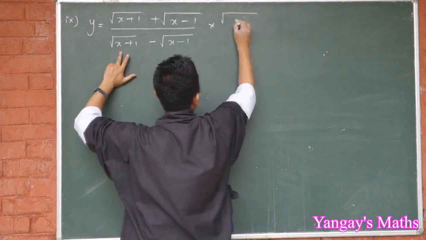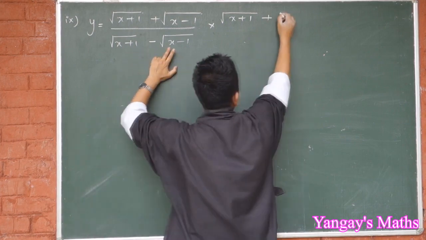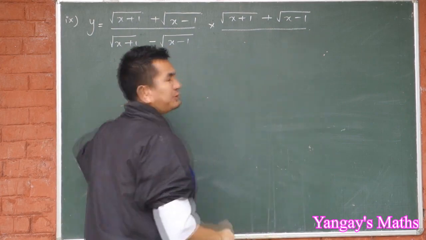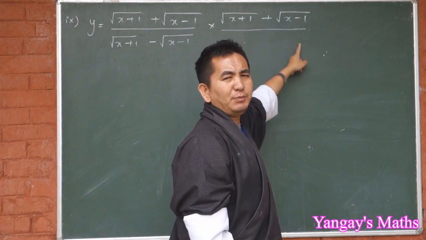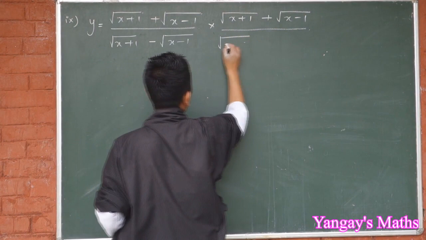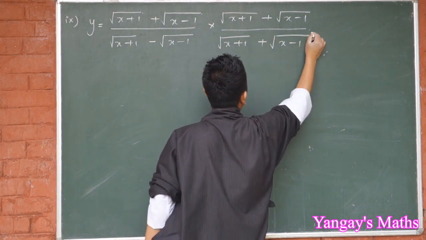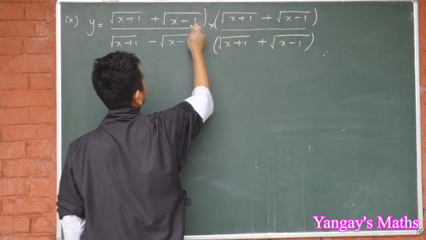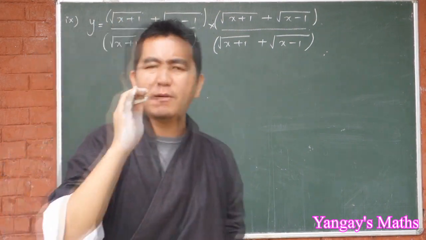We have root of x plus 1. Minus means you take here plus root of x minus 1, divided by. You have to divide by the same number. The function should not change. If you multiply by 2, you have to divide it by 2, isn't it? Logic. So similarly here also you have to divide by the same number. We have root of x plus 1 plus root of x minus 1. Make sure you put a bracket. If you don't put a bracket, it simply means this will only multiply this function. It does not make sense. Make sure you always put the bracket.